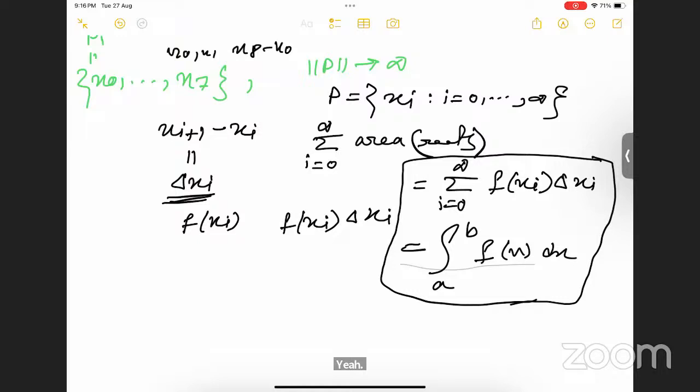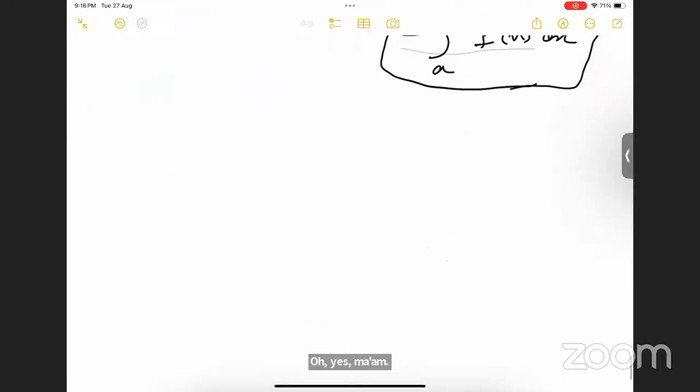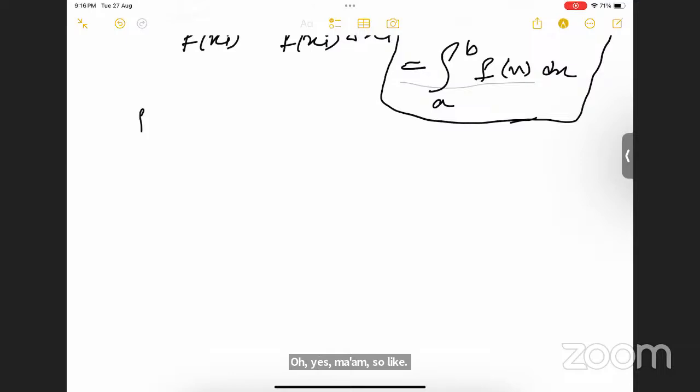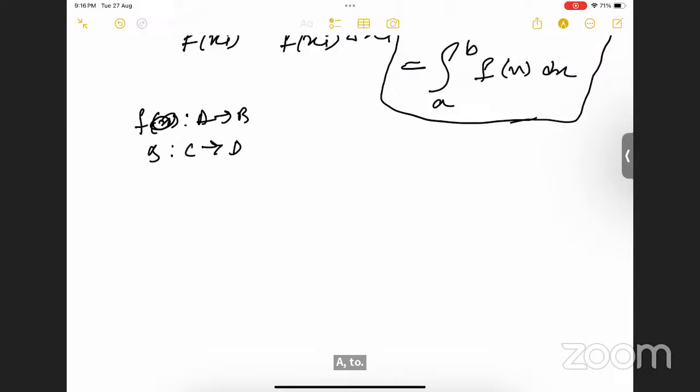Ma'am, I had one doubt about the domain of the composite function. Okay, can you bring it? Yes, ma'am. The domain of the composite function is simple logic. If we have f from A to B and g from C to D.